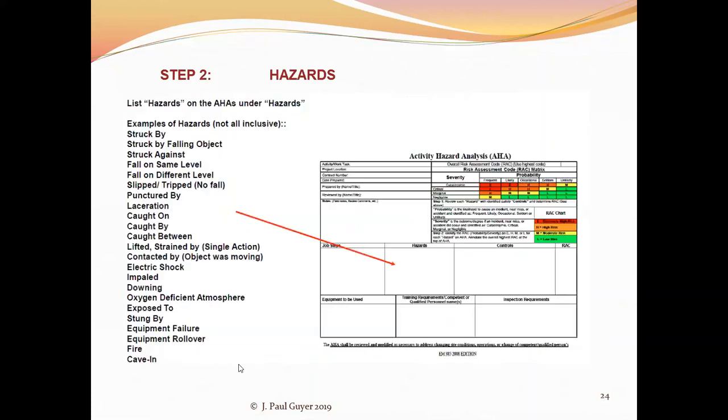And so those hazards are filled in. That's step number 2, filling in the hazards. And these are some kind of magic words to jog your memory: struck by, fall on, punctured by, caught on, impaled by, electric shock, stung by, et cetera, et cetera. So the hazards for each job step are enumerated in the hazards column.